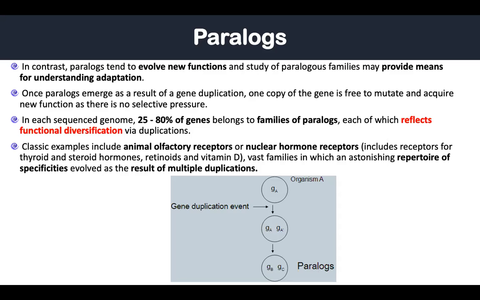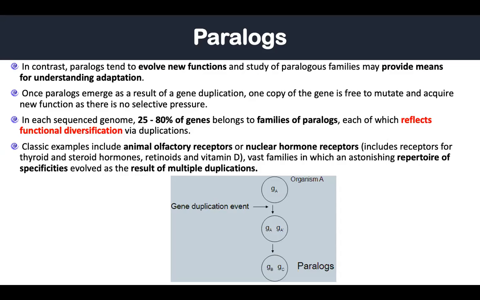So this is especially important when you have environmental challenges or environmental factors which are stressing the organism. These paralogs can actually adapt and start having a new function to help the organism survive better in the new environment, right? So once paralogs emerge as a result of gene duplication, one copy of the gene is free to mutate and acquire a new function as there is no selective pressure.